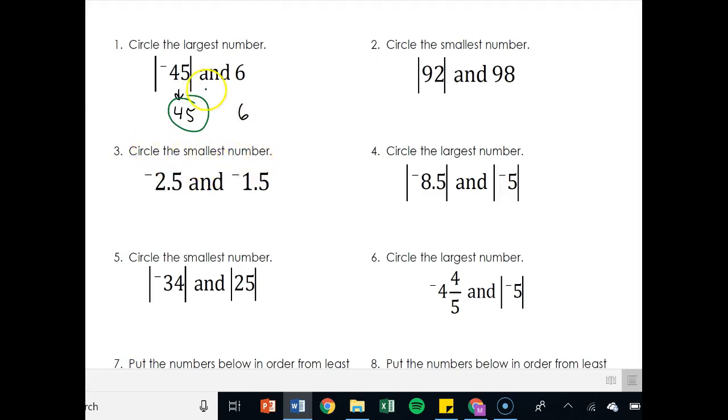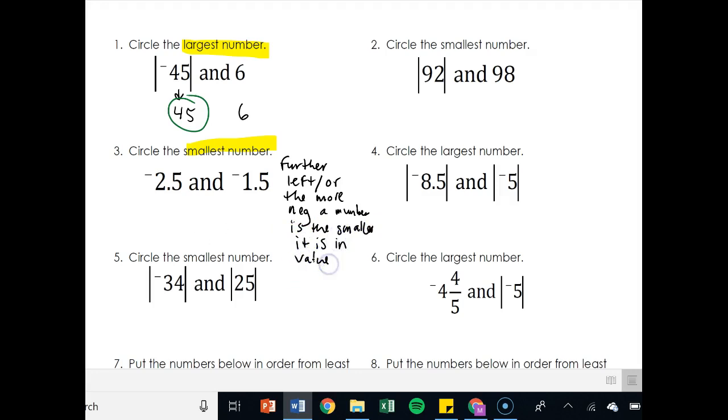Number 3, circle the smallest number. Notice how the wording changes. So make sure you read. This one said largest number. This one's the smallest number. So this is a negative 2.5 versus a negative 1.5. Remember, the further left you go, or the more negative a number is, the smaller it is in value. So again, between negative 2.5 and negative 1.5, negative 2.5 is more negative and therefore smaller in value. So writing this like I did is showing work.